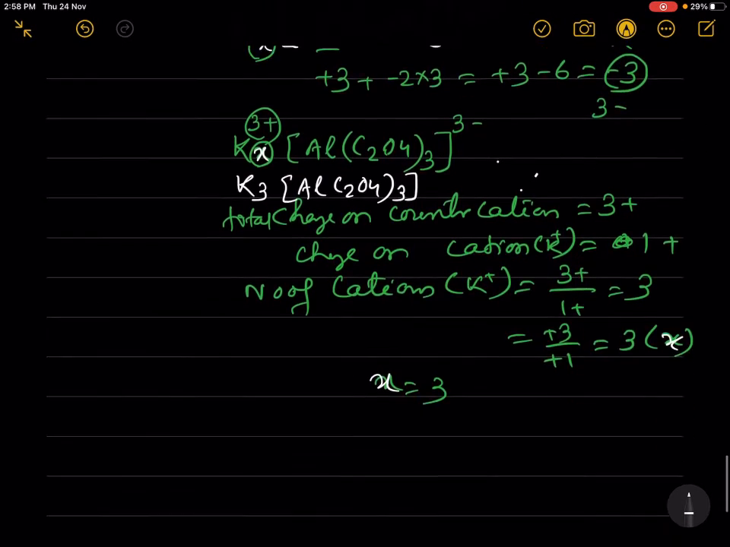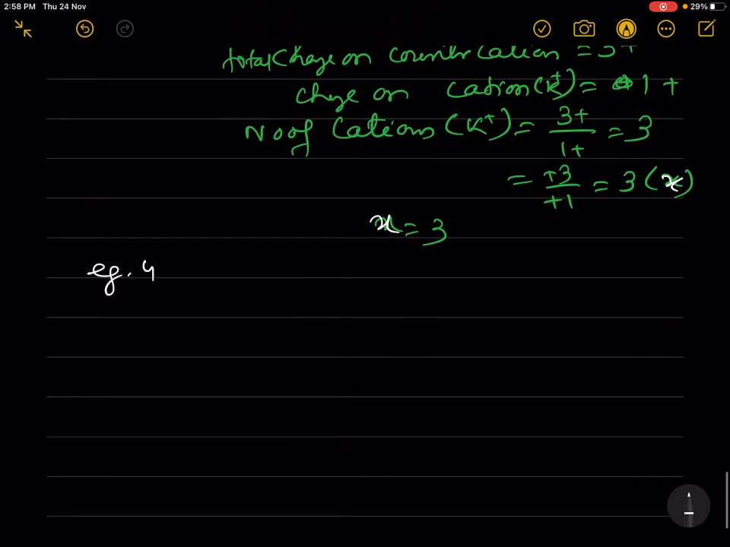Example 4. Dichloridobis(ethane-1,2-diamine).